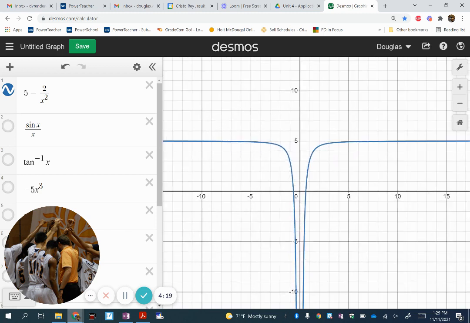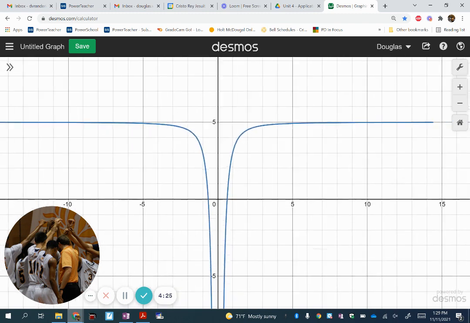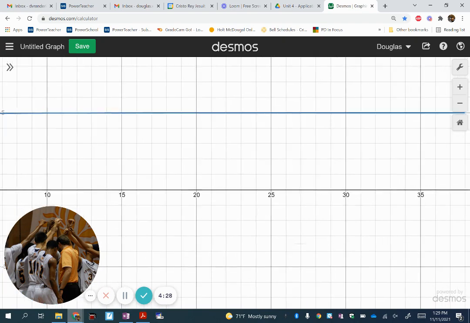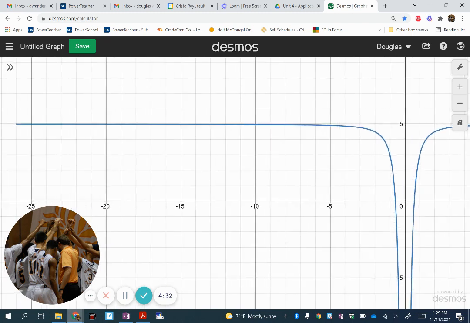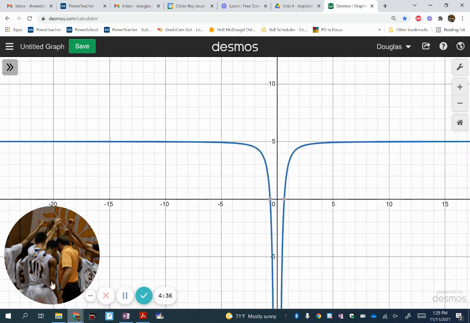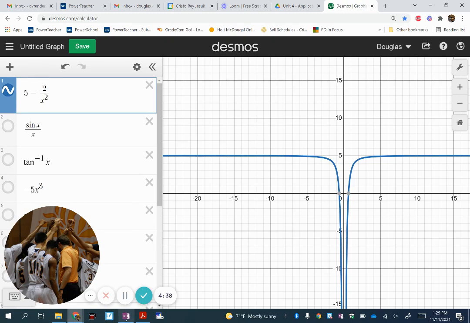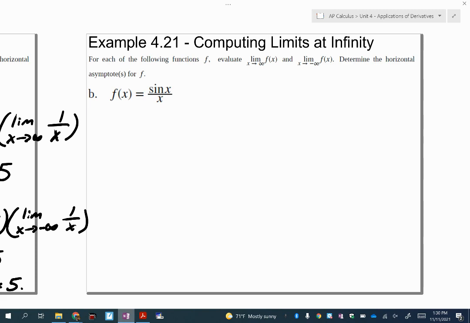All right, so if you look at what's happening here, I'll move this over for just a second, right? You can see that as I move far to the right, we're approaching that y value of 5. Same thing all the way to the left, right? So we have an asymptote at y equals 5, okay? So that's the first one. I'm going to do the same thing, but for this one here, okay?